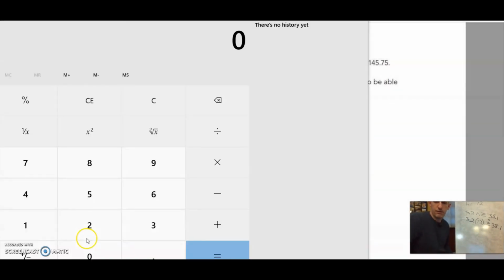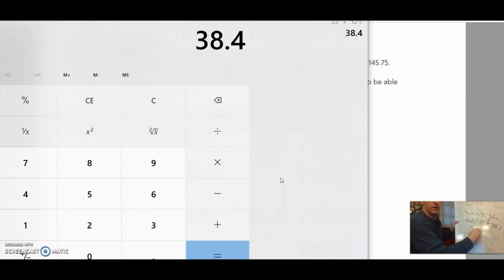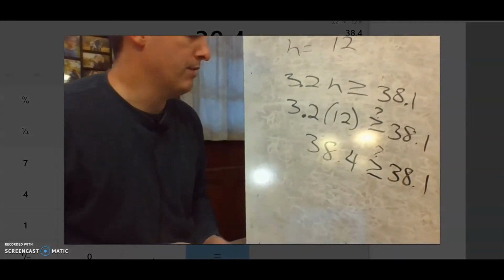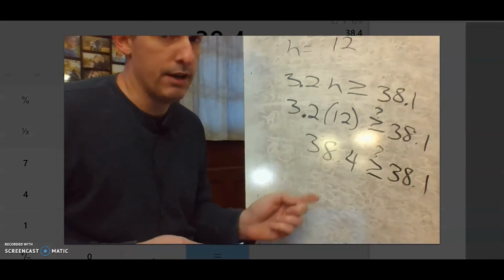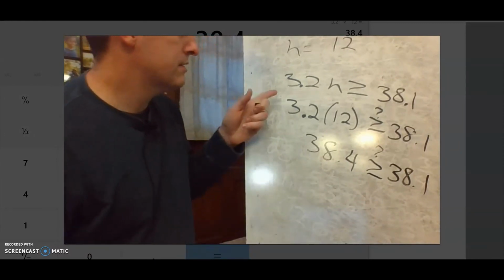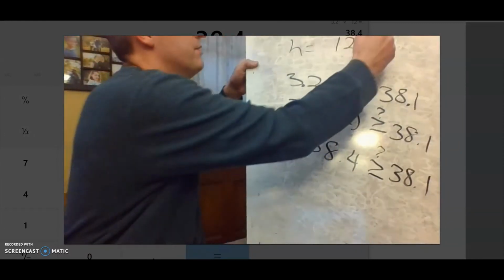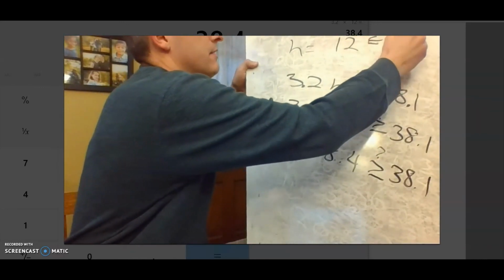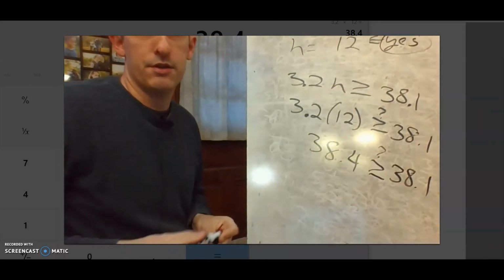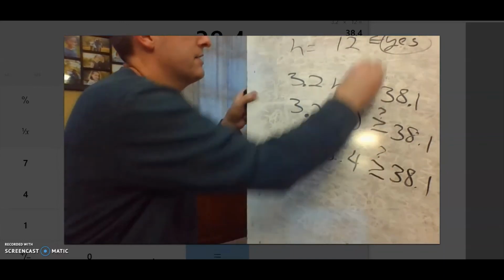3.2 times 12 equals 38.4. Is that greater than or equal to 38.1? Well, it is, right? It's barely, but it is greater than. So is this a solution? We would say yes, this is a solution, because it makes that statement true.